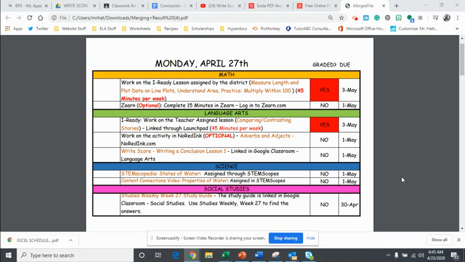All right, and in the science, we are now going on to, instead of properties of matter, we are going into states of water. And this isn't the United States of water. This is liquid, solid, and gas forms of water. And we'll read STEMscopedia, which is linked in STEMscopes. And there's also a video, contact connections, properties of water, and that is also assigned in STEMscopes.